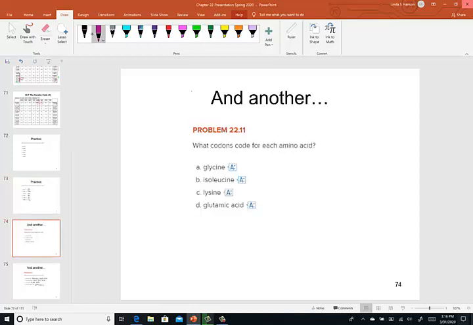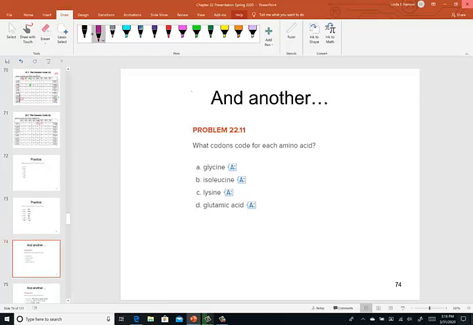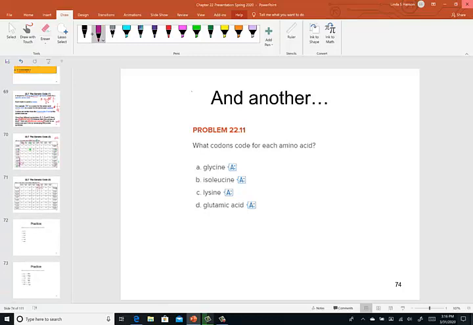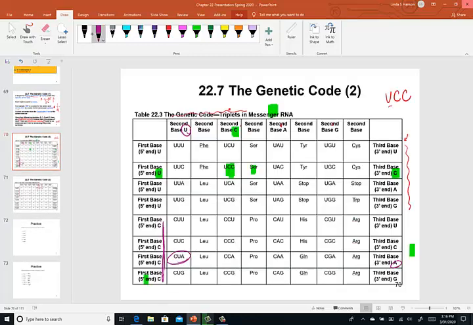You have another practice. What codons code for each amino acid? So now you're trying to find all the different possibilities you can see, for example, for glycine. Should we do the first one together? Glycine, G-L-Y is your three-letter abbreviation for glycine. Do you see it anywhere in your genetic code? We're looking for G-L-Y, glycines.